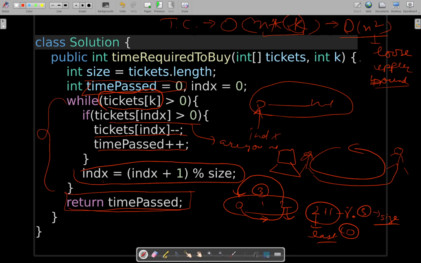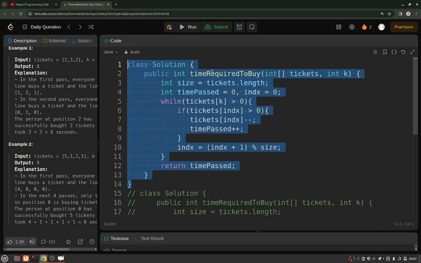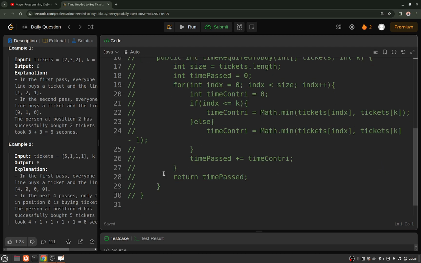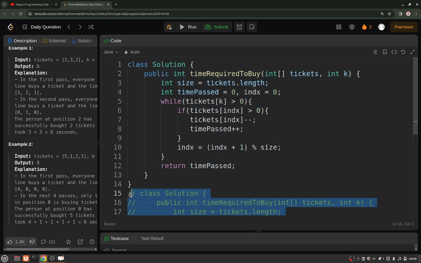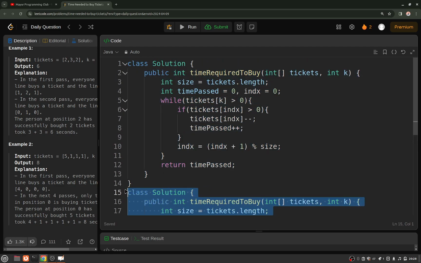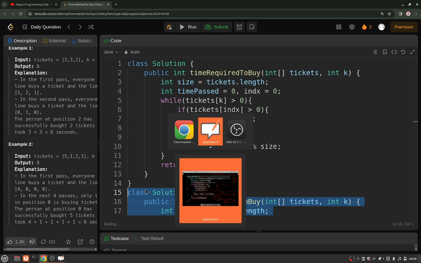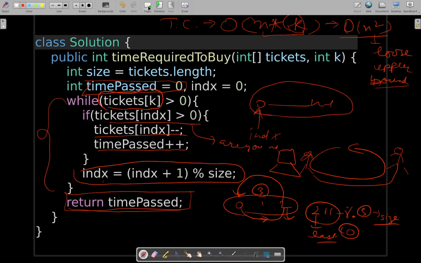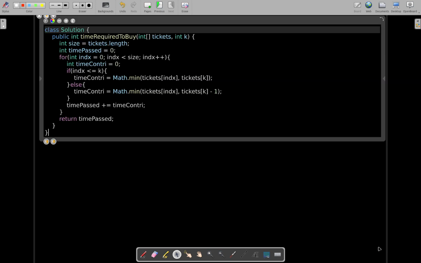So even the n square time complexity will pass, but we can certainly do some optimizations here. Let's see how we can do the optimizations. Let me first of all copy the optimized code. So let me take it to another slide. I think it should be fine here.